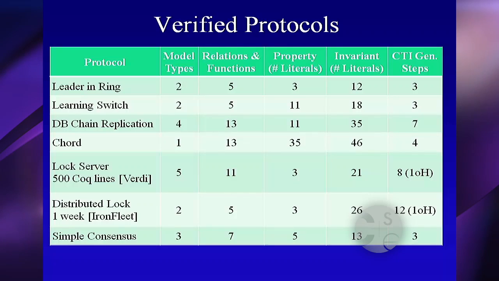This is actually very nice. It's an example that was suggested from Verdi, the lock server. It's nice because it tells us how to compare to Verdi. So you see, I think for Verdi, it's 500 lines of code, of Coq. And I don't know how long it took you to come up with this invariant.